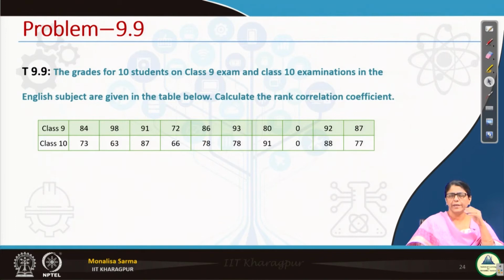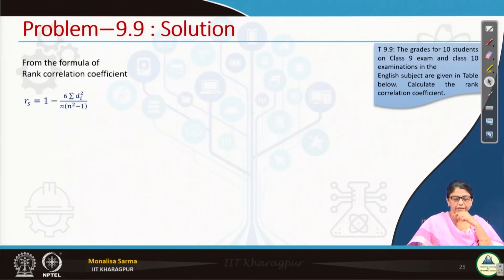Actually, this question sounds a bit weird, right? The same set of students for the class 9 exam and the class 10 exam. Take two different types of exam, say, instead of 9 and 10, maths and science. Then how do we find the rank correlation coefficient?